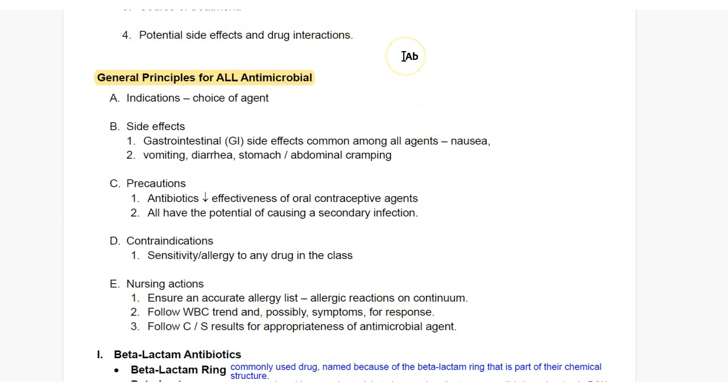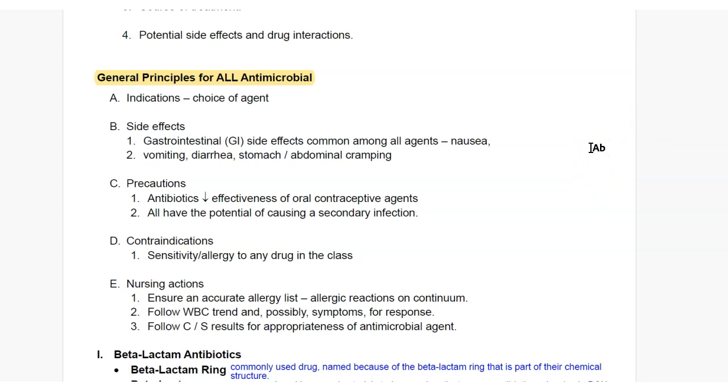All right, so indications for antimicrobial therapy usually depend on the choice of the agent, right? Depends on the bacteria or the infection. Common side effects, generally speaking, of antibiotics are GI or gastrointestinal side effects. So common among all agents. It usually causes nausea, vomiting, diarrhea, stomach, and abdominal cramping.